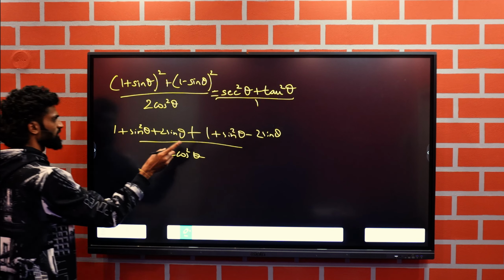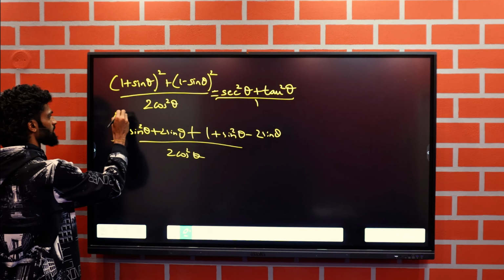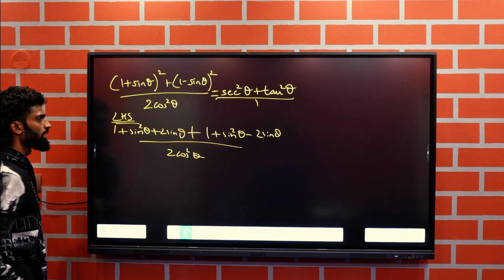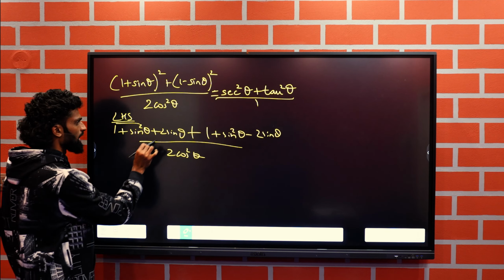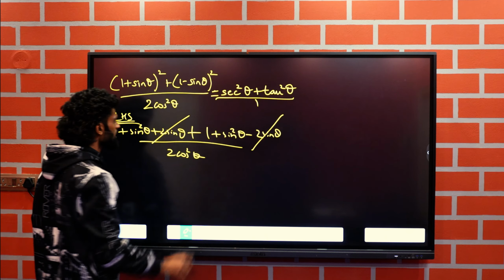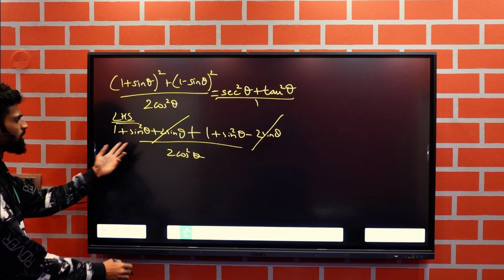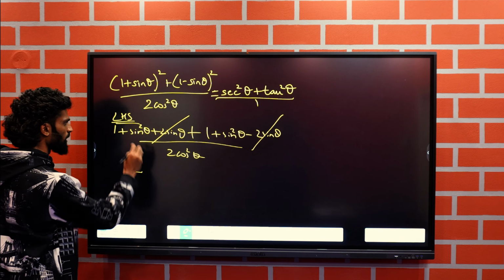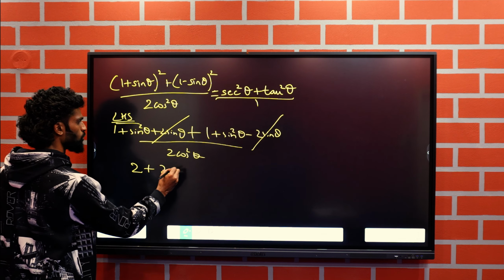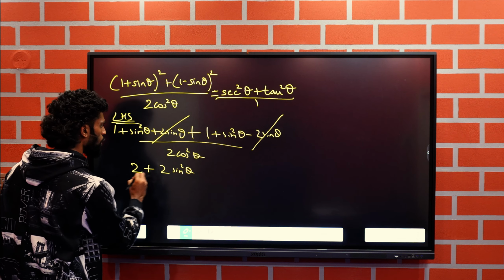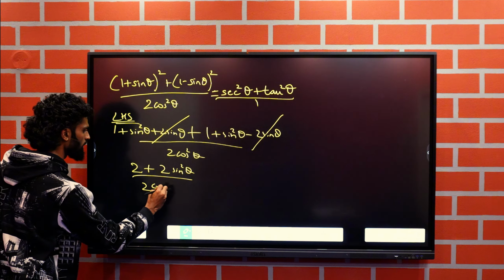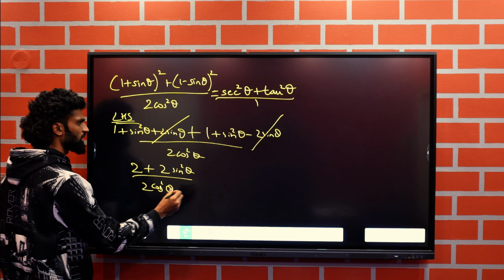Again, I forgot to write one step. What is the step? LHS. Getting it? Now, what can get cancelled? I can see these two things getting cancelled. Obviously, 1 plus 1 and the sine square theta, the sine square theta is remaining. Cool, we'll do it. So it becomes 1 plus 1 is 2 plus 2 sine square theta. Whole thing divided by 2 cos square theta. Now we are almost there, don't get confused.